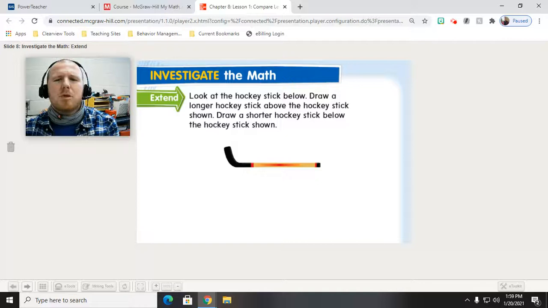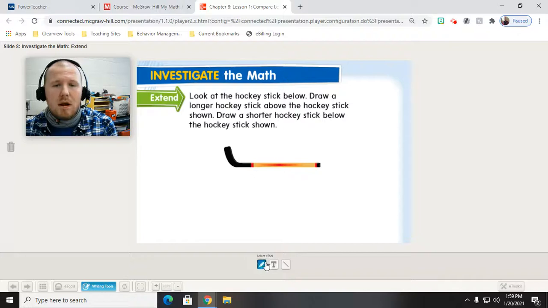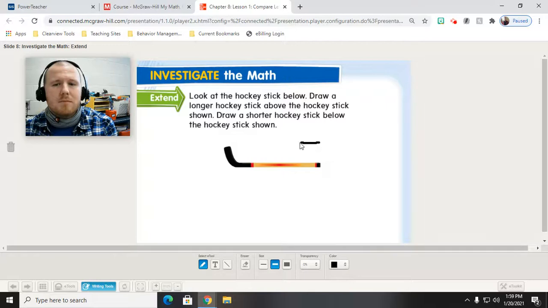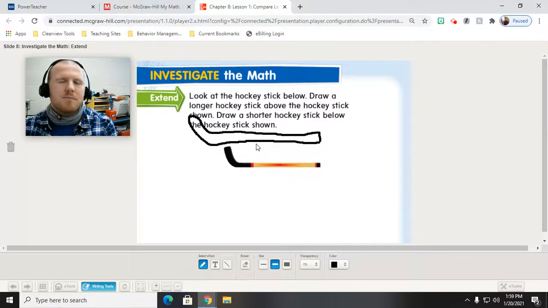All right, so look at the hockey stick below. Draw a longer hockey stick above the hockey stick shown. And then it says draw a shorter hockey stick below. Interesting. All right, let me give this a try. So I'm going to draw a longer one up top. So I start at the same spot and then I come further. Okay, so I have my longer one. So this is long, but this one is longer. You see how I use that perspective? I'll show you what I mean when I draw the shorter one. Okay, so this one is shorter, so it comes right here, and then it goes up.